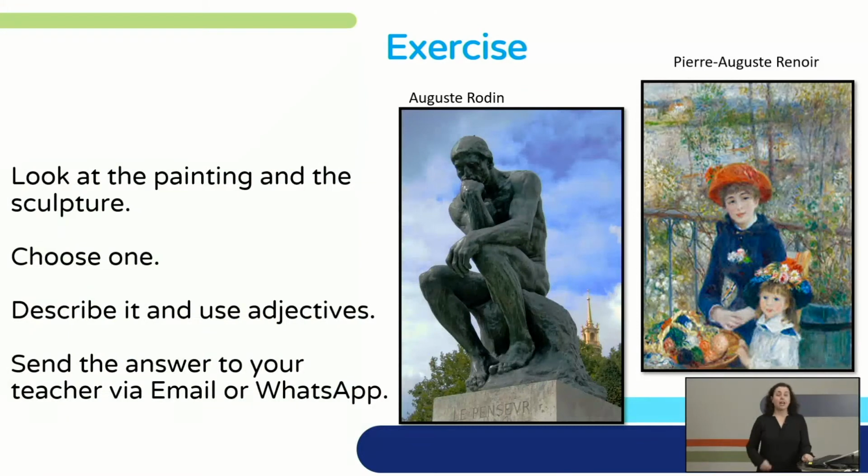Look at the painting and the sculpture by Renoir and Rodin. Choose one. Describe it and use adjectives that we talked about earlier. You remember the adjectives for paintings and also sculptures? Send the answer to your teacher or to your peers, or perhaps share it with your family.